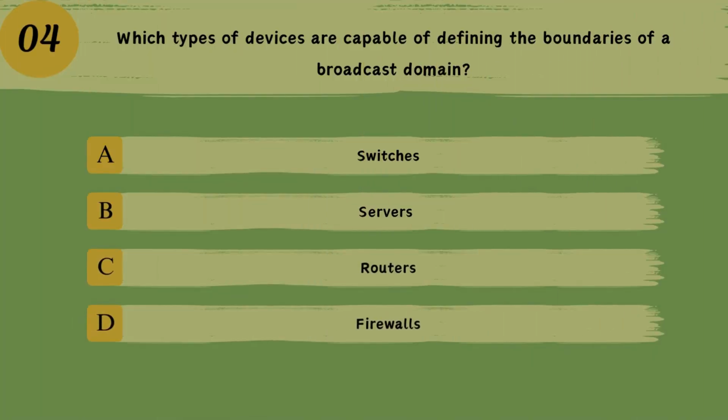Question 4. Which types of devices are capable of defining the boundaries of a broadcast domain? A. Switches. B. Servers. C. Routers. D. Firewalls. Correct answer. C. Routers.